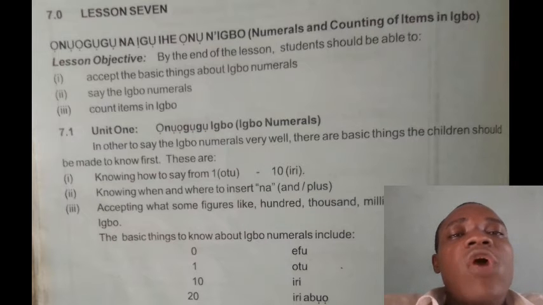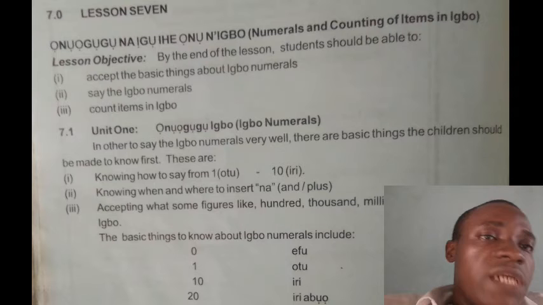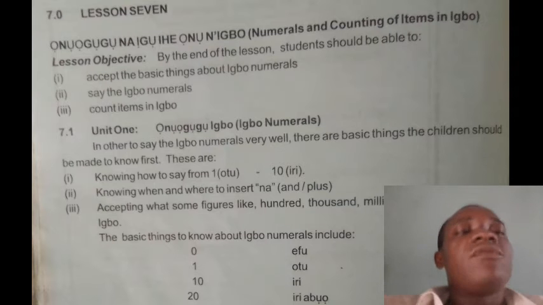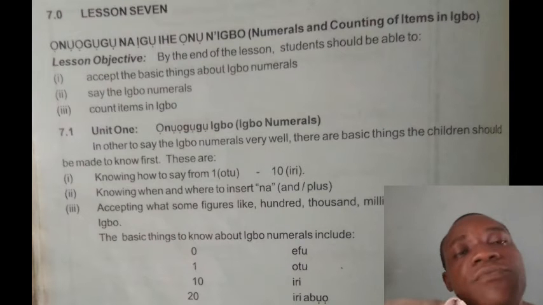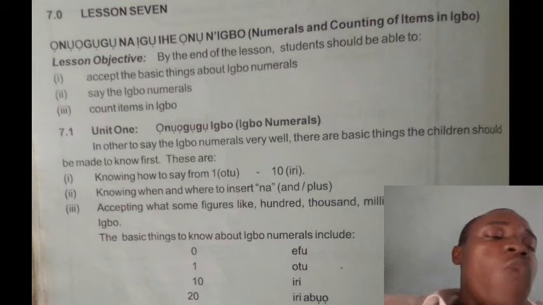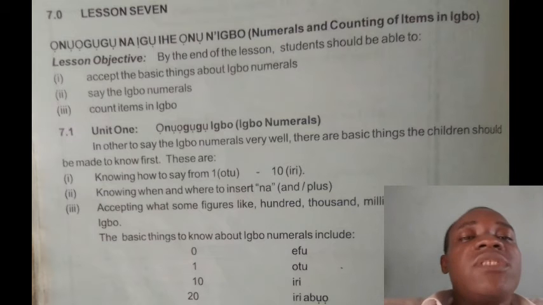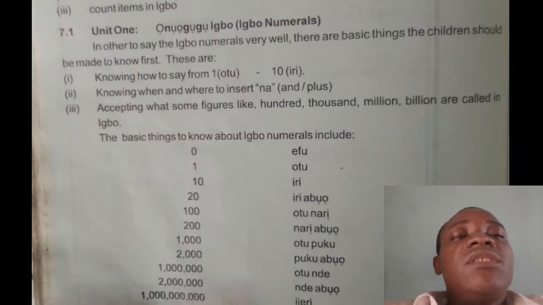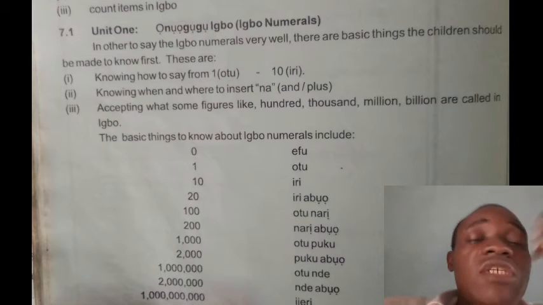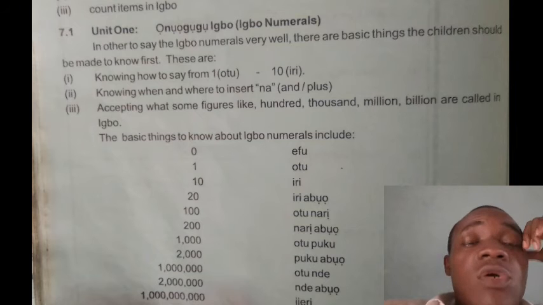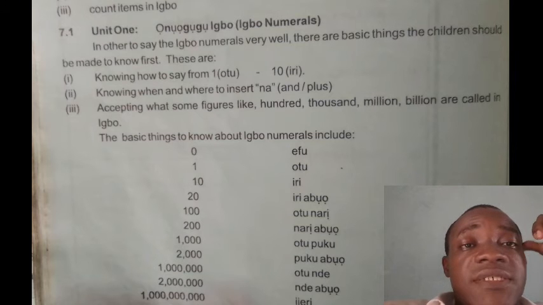Today we are going to look at Onu Ogugu na Ego Ihe Onu n'Igbo, that is numerals and counting of items in Igbo. Just like in English, you have 1, 2, 3, 4, 200 and so many. So the same thing we have in Igbo. Onu Ogugu Igbo, that is Igbo numbers or Igbo numerals.